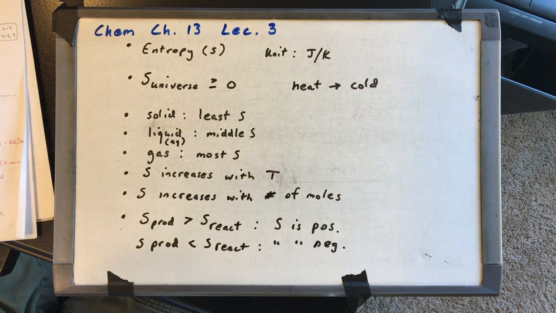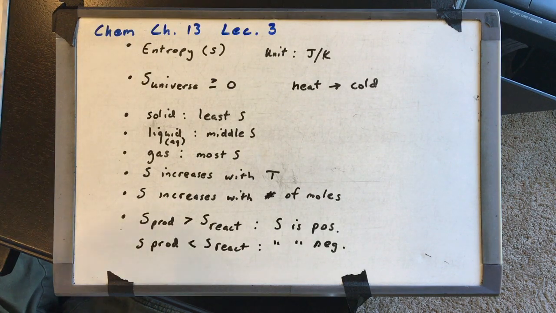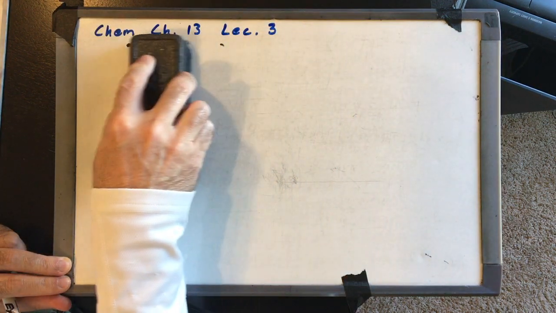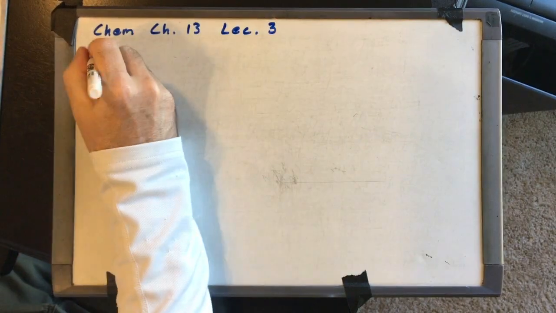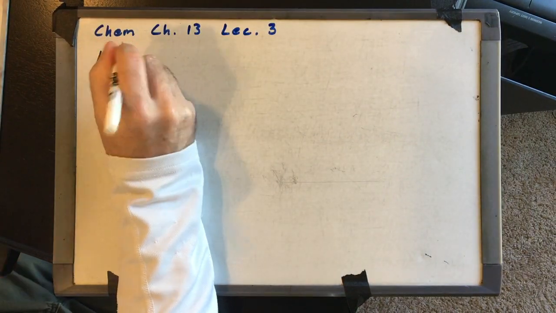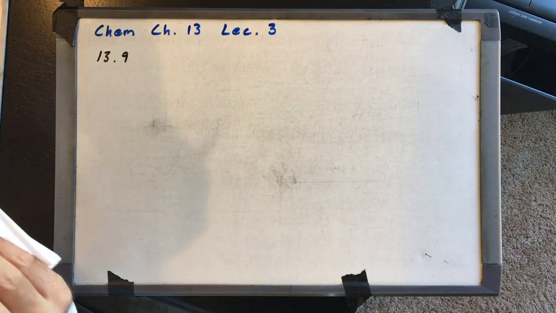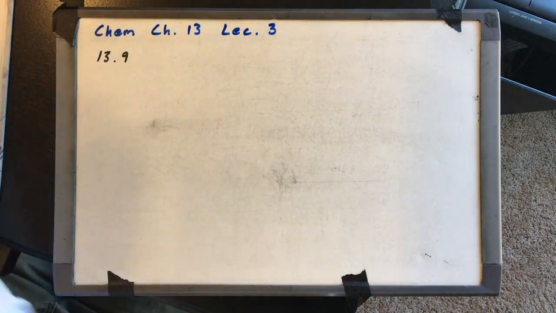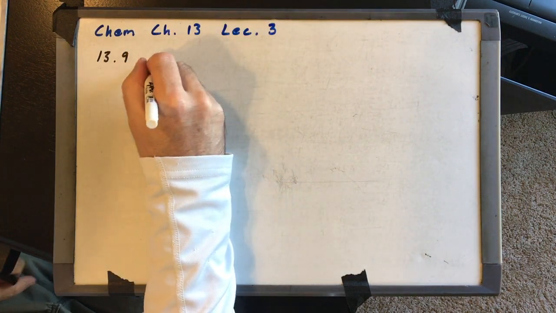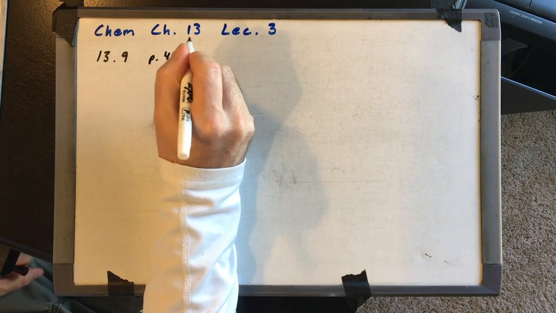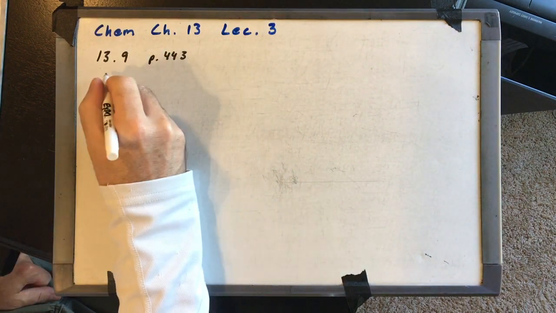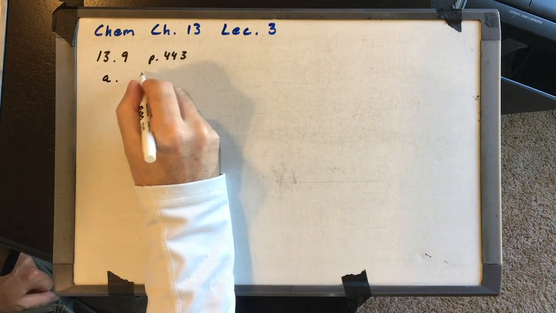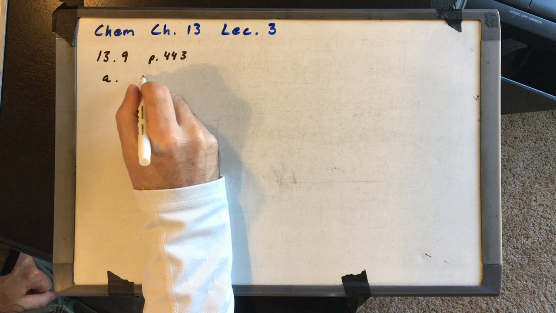Okay, flip on over to page 6 of your notes. Pause this if you need to. And let's look at On Your Own 13.9, and this is on page 443. The instructions are to determine the sign of the change in entropy. So our first reaction says, I'll go ahead and write it out, and we do need to write in the phases.